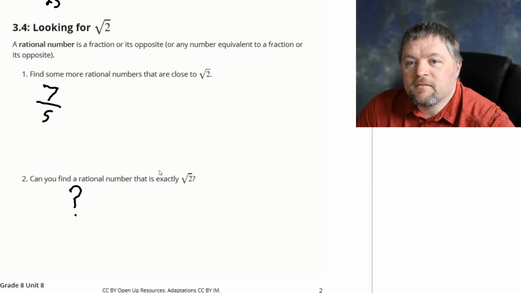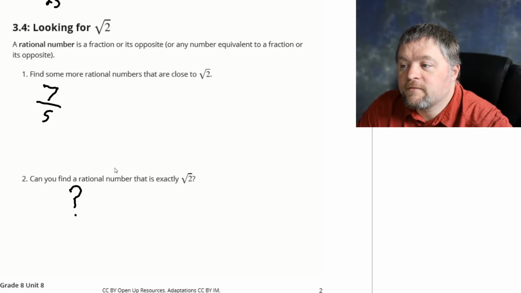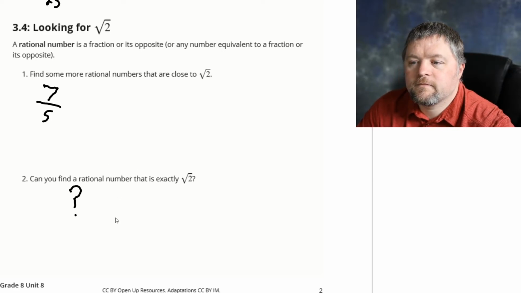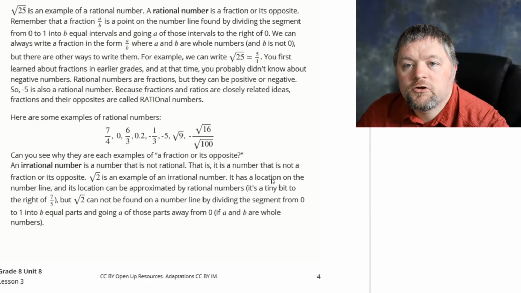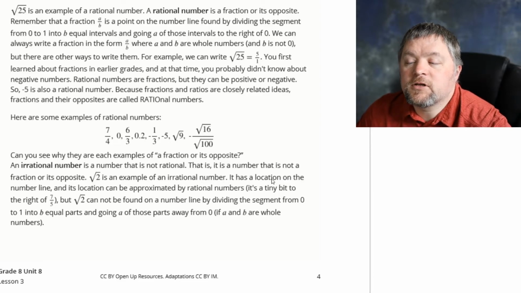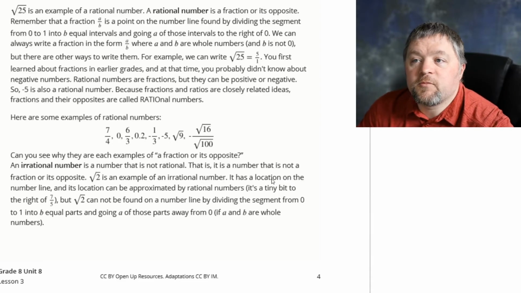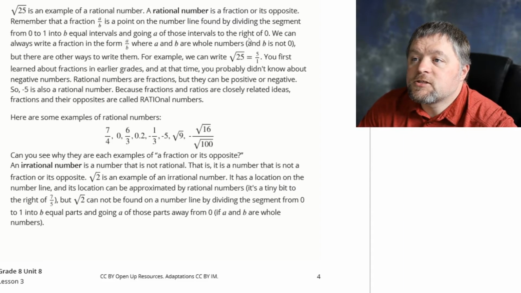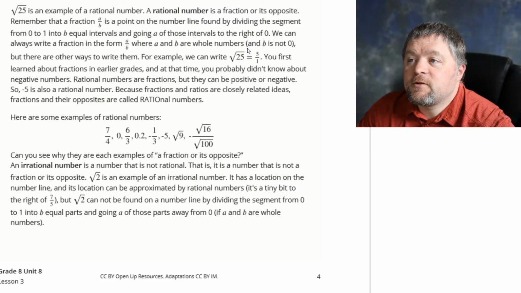That is our big question of the day. To answer that, I am going to jump down to our summary. The square root of 25 is an example of a rational number. A rational number is a fraction or its opposite.